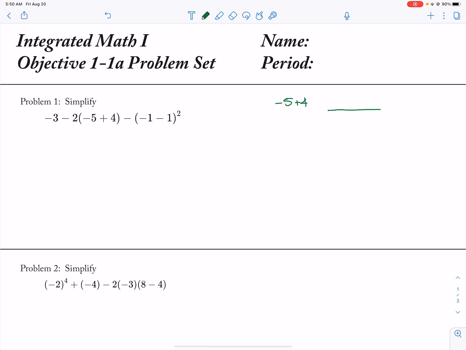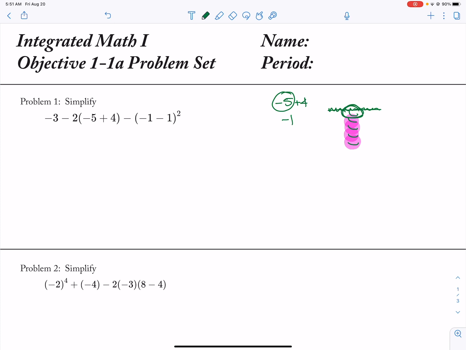So if I had like dirt, right, like just the ground, and I did 5 digs into the ground, so that represents -5, and then I put 4 shovelfuls of dirt back in, how many am I going to have left? In this case, I will have -1 still here. So -5 plus 4 is -1.